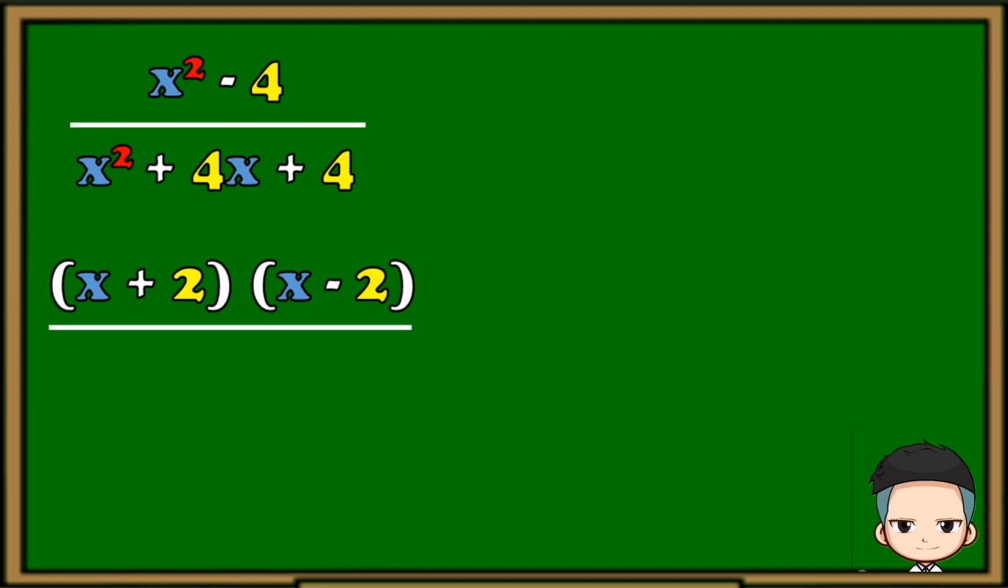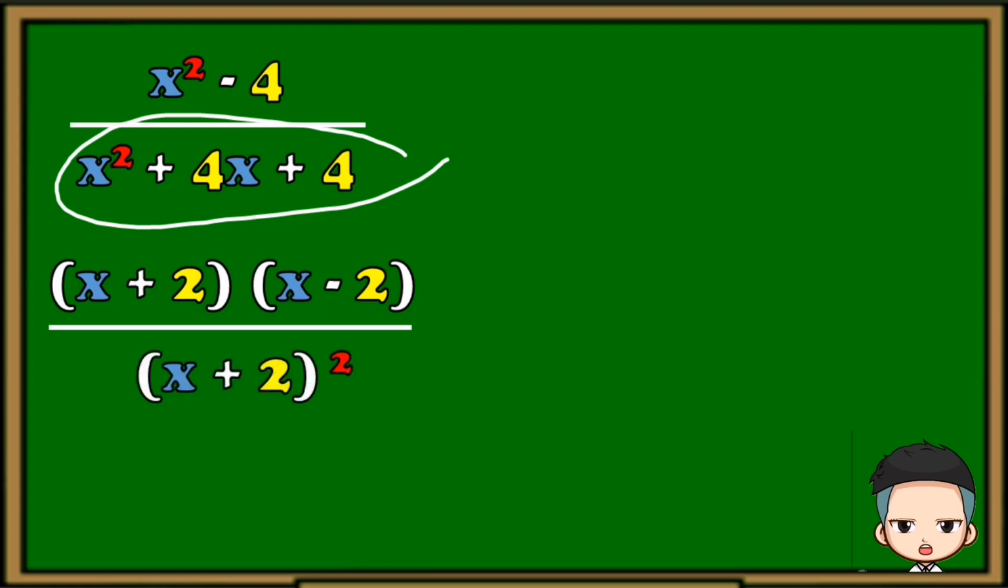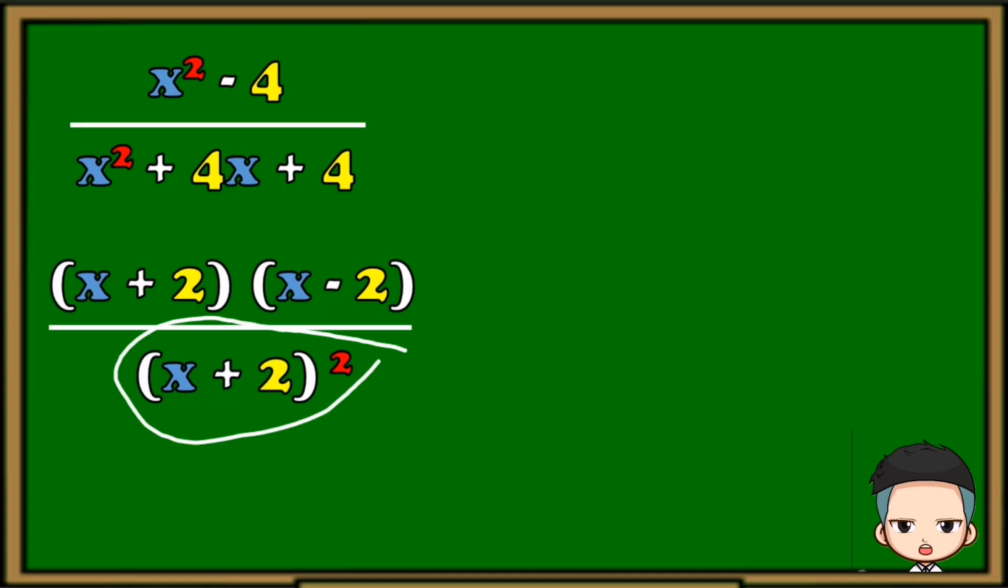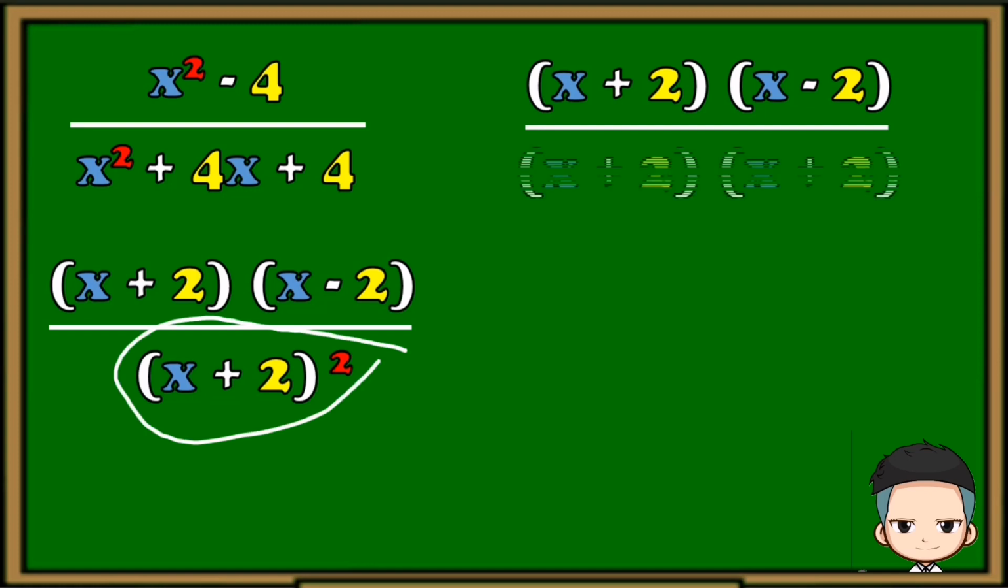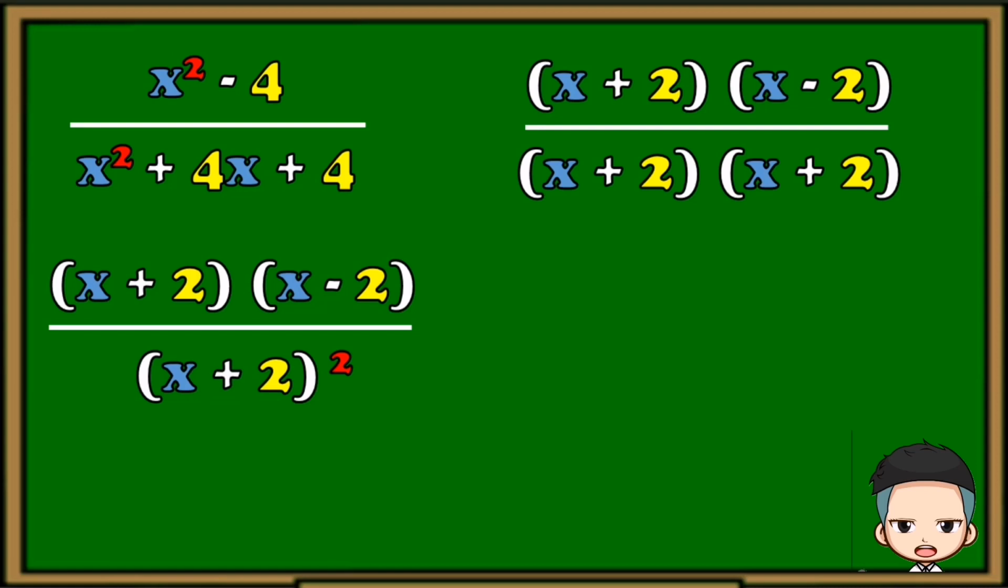Next, the denominator, x squared plus 4x plus 4. The denominator x squared plus 4x plus 4 here is an example of perfect square trinomial. The factored form of the denominator is the quantity of x plus 2 squared. Now let's just put the quantity of x plus 2 squared to its expanded form. Just copy the numerator and write the expanded form of the denominator. And that is the quantity of x plus 2 multiplied to the quantity of x plus 2.